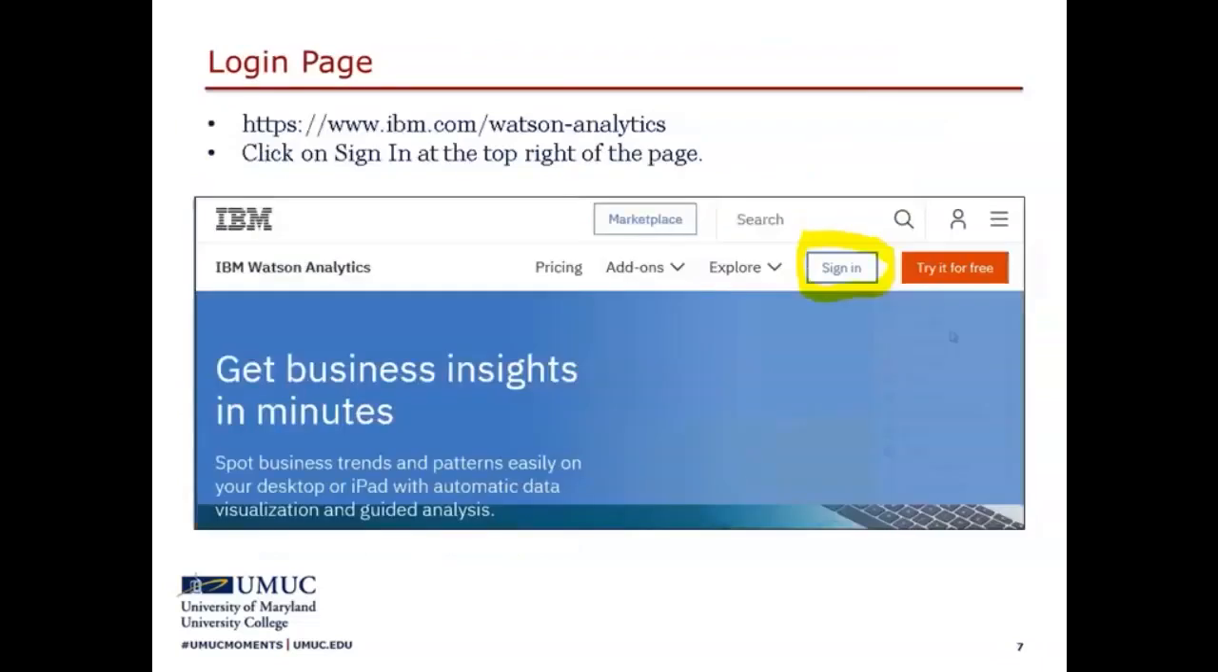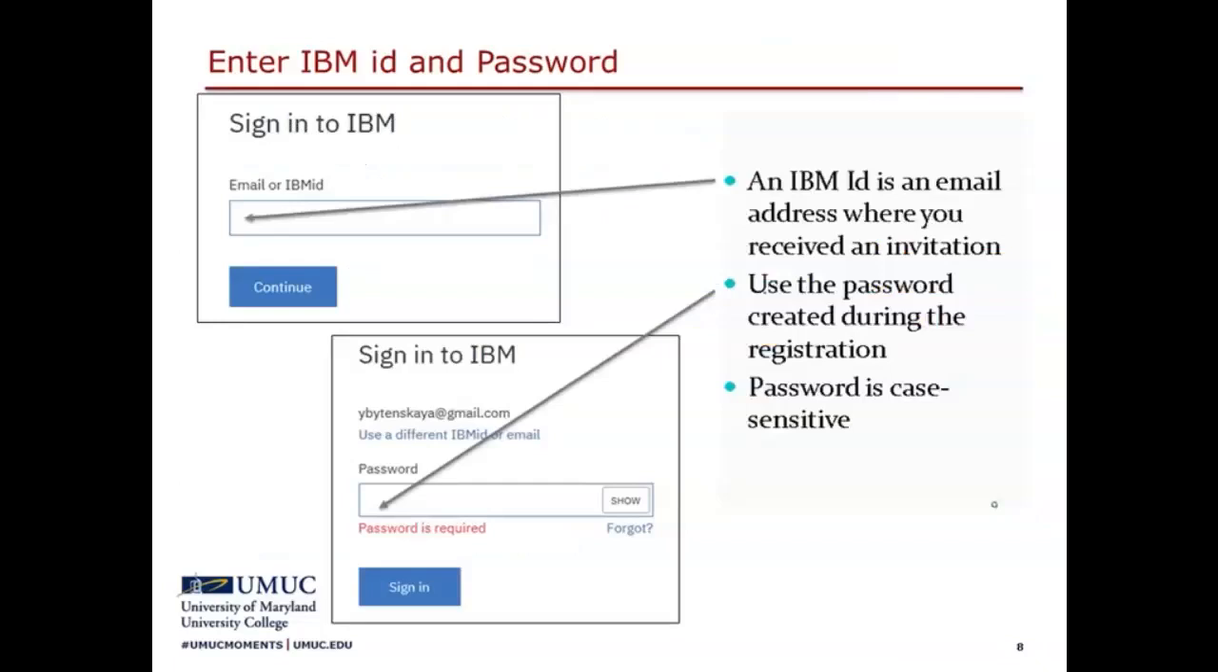So this is an application landing page. After you accept the Watson Analytics invitation, it would help if you could bookmark this page. So you just choose the bookmark and click on sign in. That's how you access it after you accept an invitation. So that's like your second access, third, and so on. And you're just going to put your IBM ID. IBM ID is an email address where you received your invitation. And the password, this is the password that you created at the time when you completed your registration. Bear in mind that passwords are case sensitive, all right?